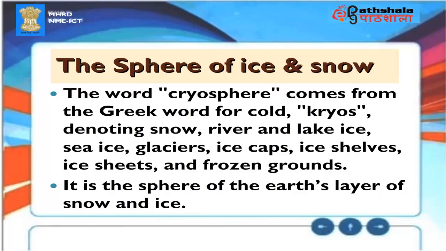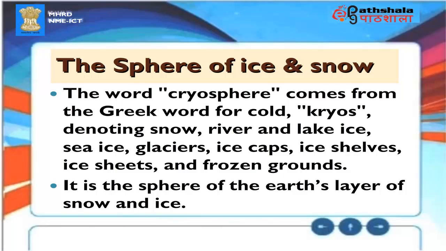Glacier belongs to the sphere of ice and snow, the cryosphere. The word cryosphere comes from the Greek word for cold, cryos, denoting snow, river and lake ice, sea ice, glaciers, ice caps, ice shelves, ice sheets, and frozen grounds. It is the sphere of the Earth's layer of snow and ice.